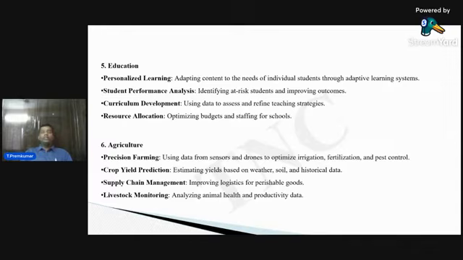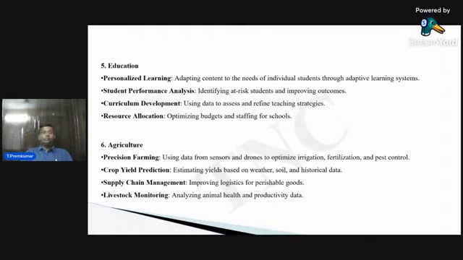Then in the field of agriculture, we are able to do things like precision farming, crop yield predictions, supply chain management, and livestock monitoring. When you take precision farming, it uses data from sensors and drones to optimize irrigation. So we can easily monitor as well as precisely optimize the irrigation, fertilization, and we can also go for pest control.